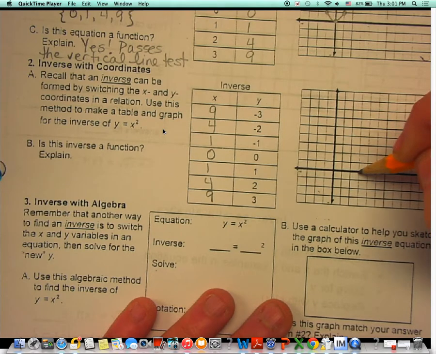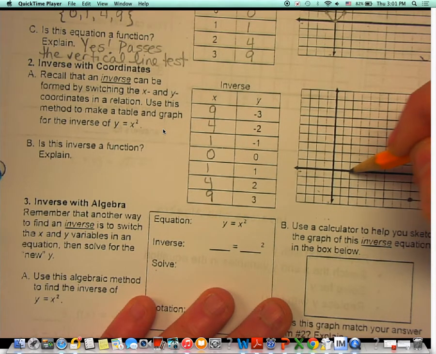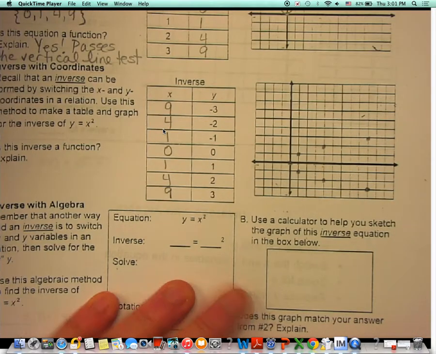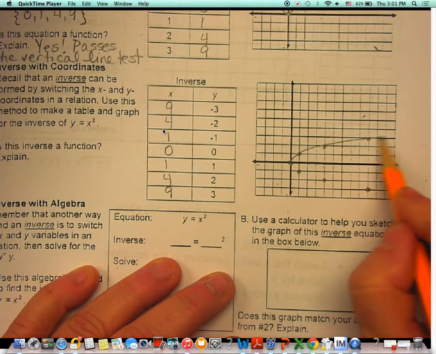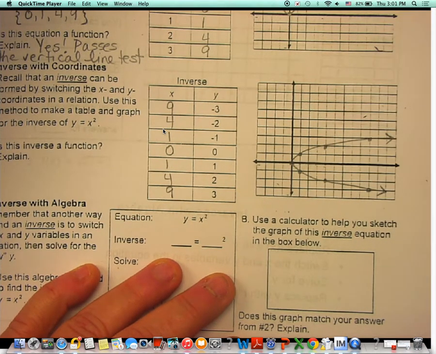So we're going to go over 9 and down 3. Then over 4 and down 2, over 1, down 1. Let's keep going. It's not a function. That's for sure. What does it look like?